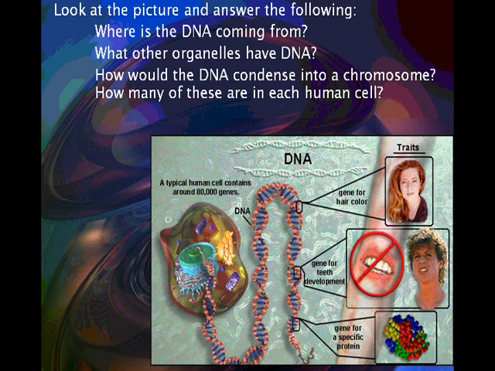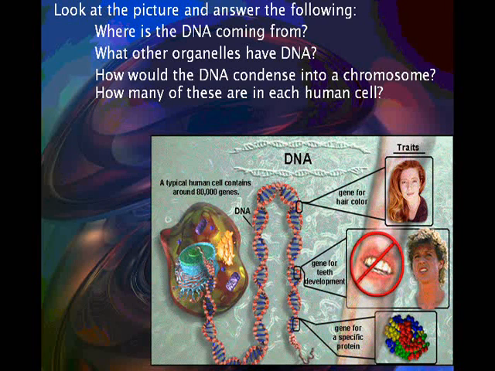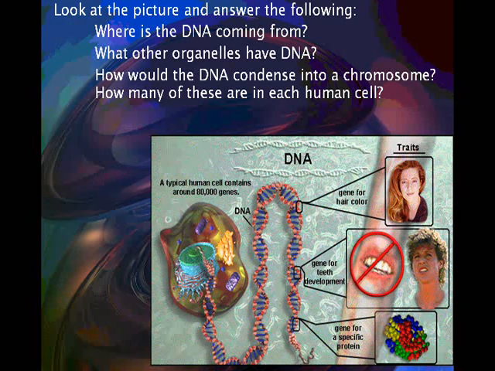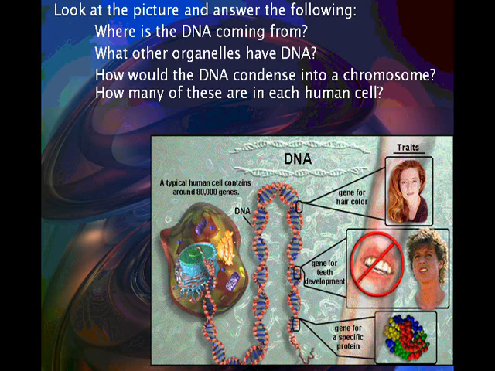Look at the picture and see if you can answer the following questions. Where is that DNA coming from? What is the structure that it's leaving? In what other organelles pictured in that picture do you think have DNA in them as well? How would the DNA condense into a chromosome? And how many of these are in each human cell?